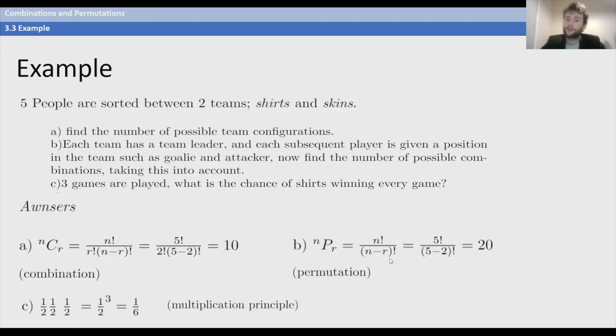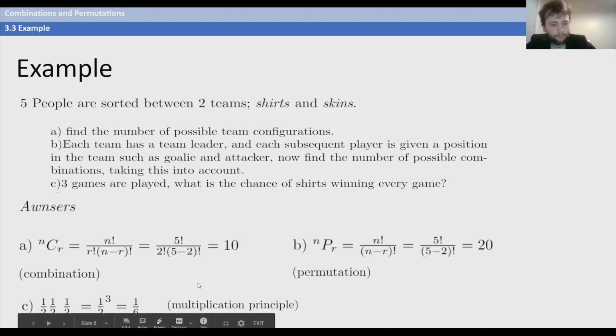Final question. 3 games are played. What is the chance of Shirts winning each game? Well, Shirts has a 1 in 2 chance of winning because there's only 2 teams. If we're assuming that they're both equally skilled, all right, maybe in the real world that's not likely, but given a question like this, they would assume that you say there's a 50% chance of them winning. That might not be the case in the real world. Check your sports bet odds, obviously.